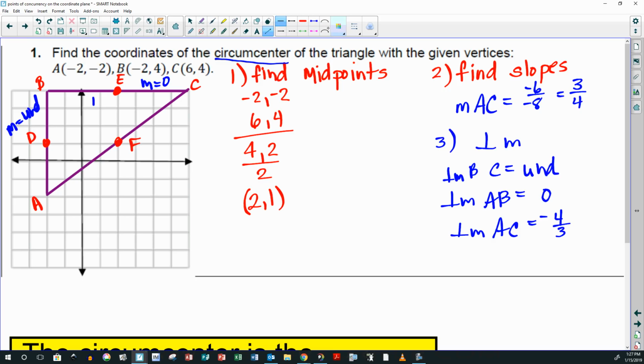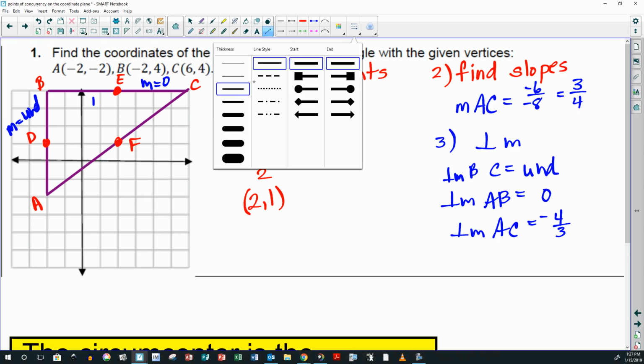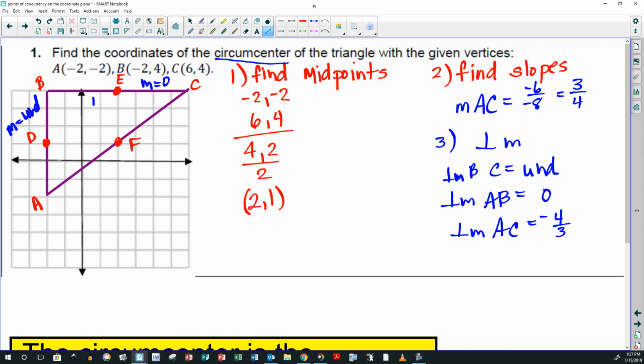Now, the easy thing with these horizontal and vertical lines is that, in some different color here, the best part of having horizontal and vertical lines is to draw the bisectors. You're going to draw horizontal and vertical lines. So go to the midpoint and draw a vertical line. Go to the midpoint and draw a horizontal line.